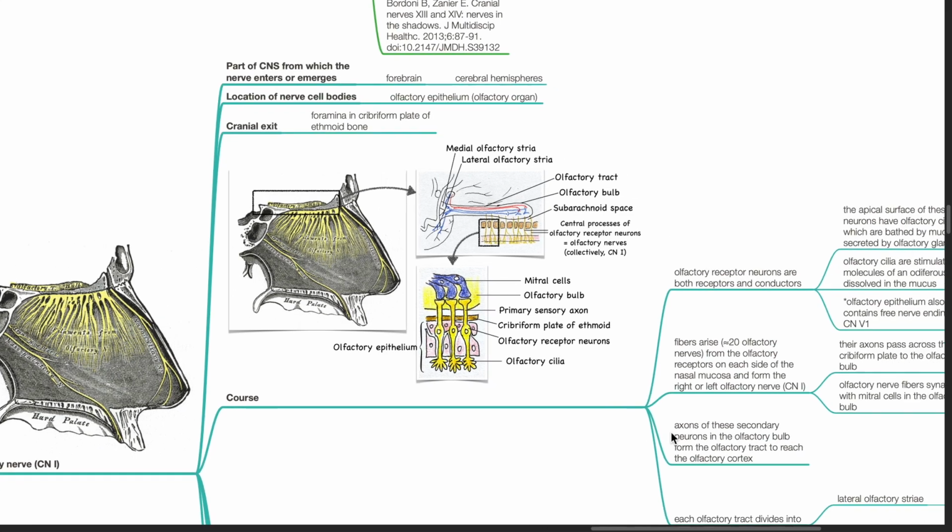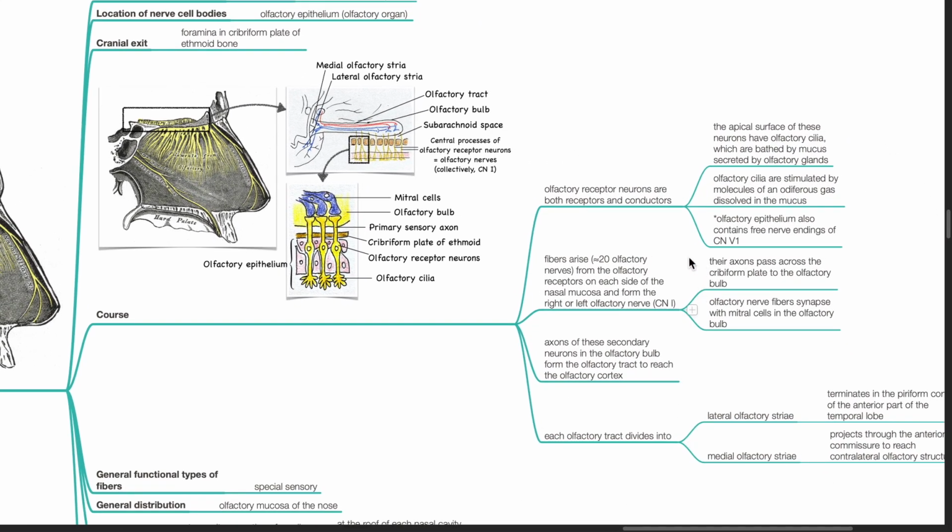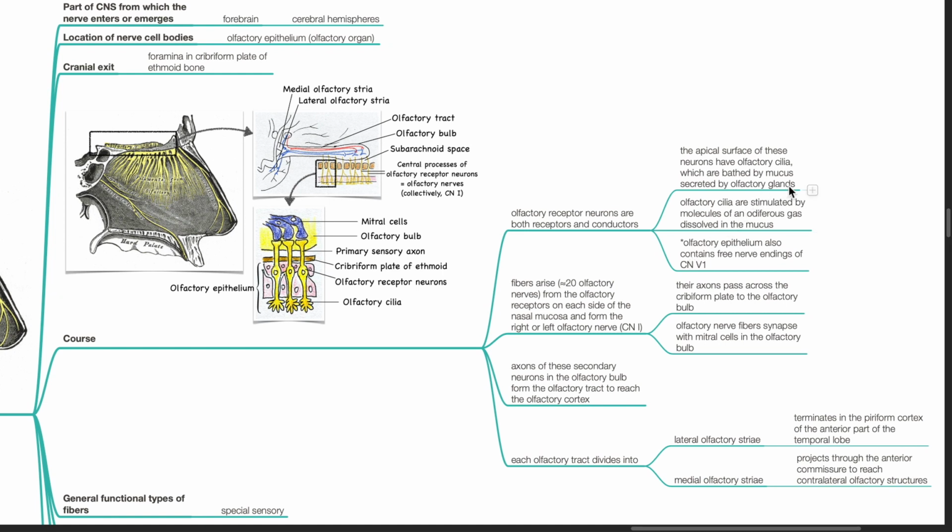Course. Olfactory receptor neurons are both receptors and conductors. The apical surface of these neurons has olfactory cilia, which are bathed by mucus secreted by olfactory glands. Olfactory cilia are stimulated by molecules of an odoriferous gas dissolved in the mucus. Olfactory epithelium also contains free nerve endings of cranial nerve V1.